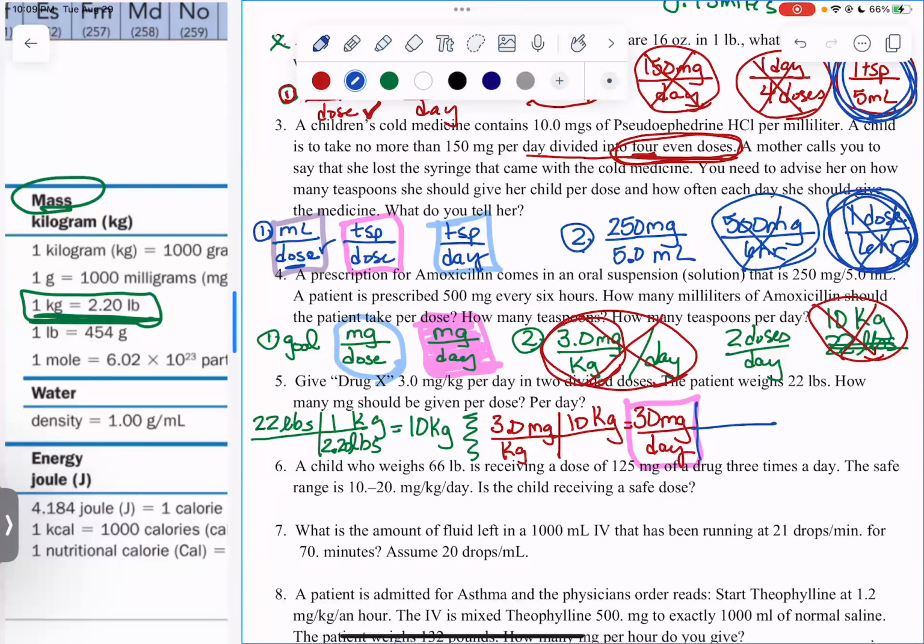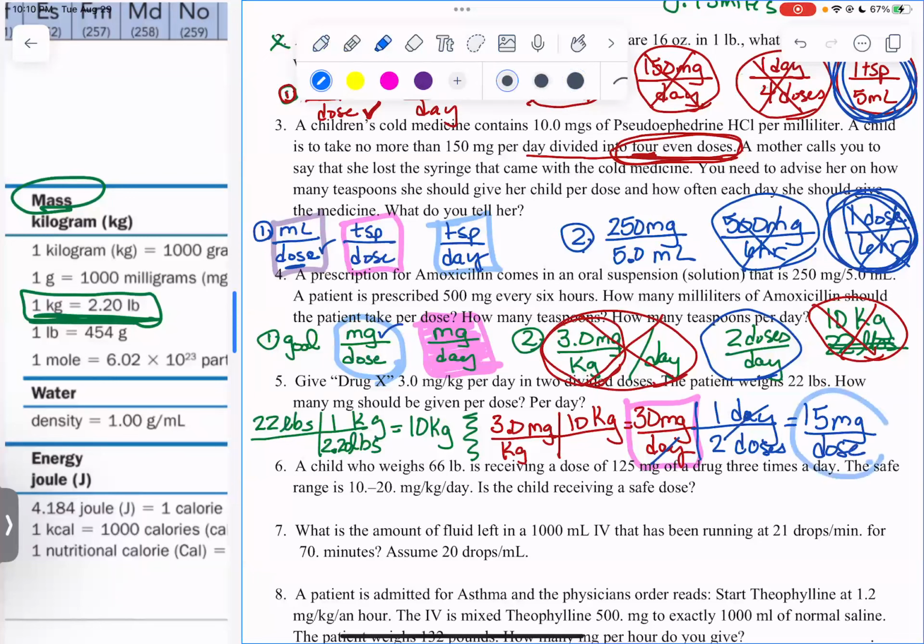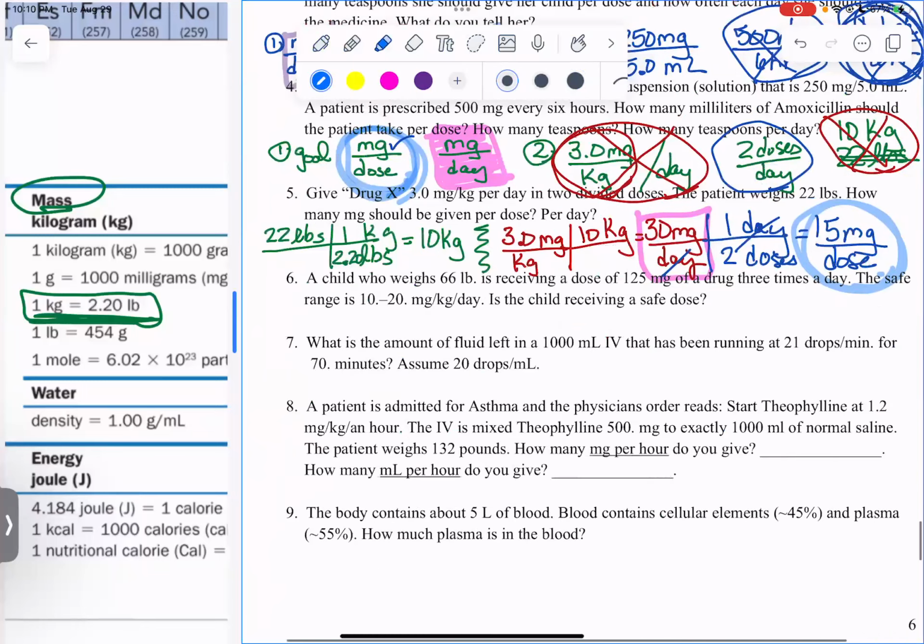Let's see if we can do that. I want to keep my milligrams. I want to change my dose. So I'm going to put day here. And look at this, I have this beautiful conversion factor that takes from days to doses. In 1 day, they're going to get 2 doses. So what should they get? They should get 15 milligrams per, my days cancel, per dose. And indeed, my units match right here. So we've answered the question. So just take it piece by piece by piece, right?